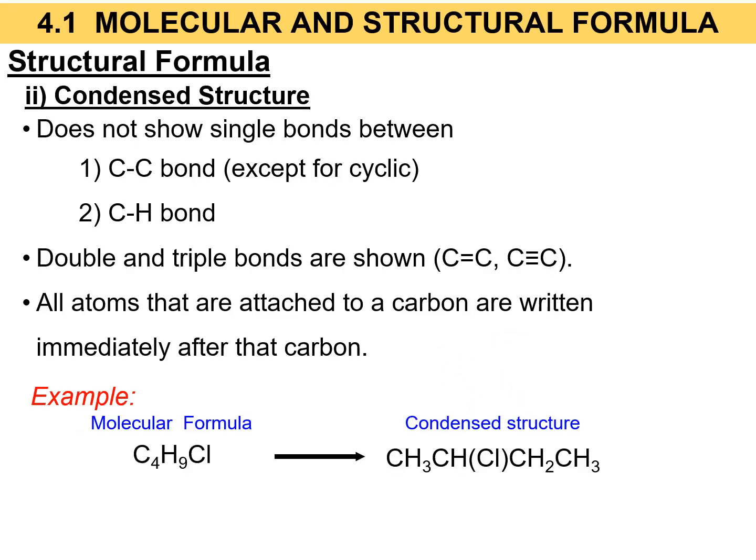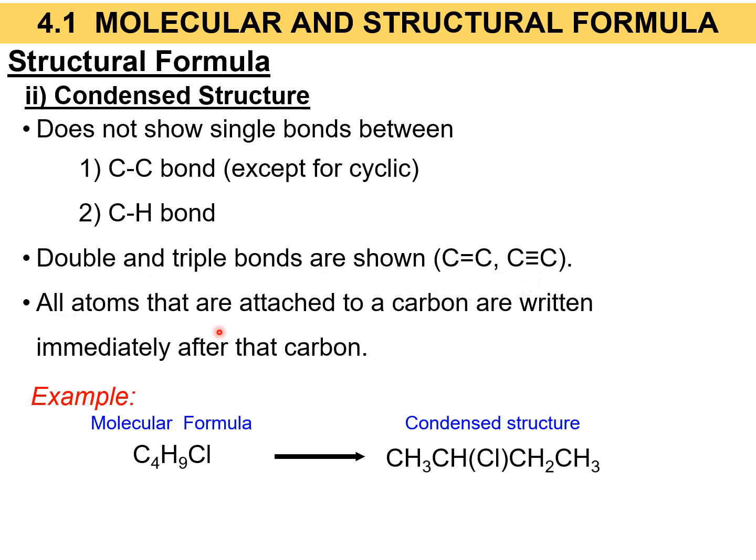Okay. Alright, so for the next structural formula that I want you to learn is about condensed structure. So, apa beza expanded and condensed structure? Okay, kalau expanded structure, you have to show everything, the single bond, kena bawa keluar semua benda. Okay, kalau condensed structure, dia tak akan show single bonds between carbon-carbon single bond except for cyclic structure. Okay, and then carbon hydrogen bond pun you have to sorok. Okay, except kalau let's say kalau double and triple bonds you kena show lah dia punya bond tersebut.